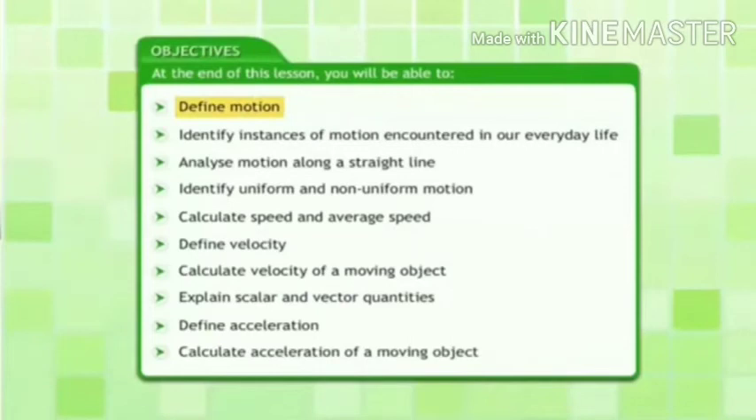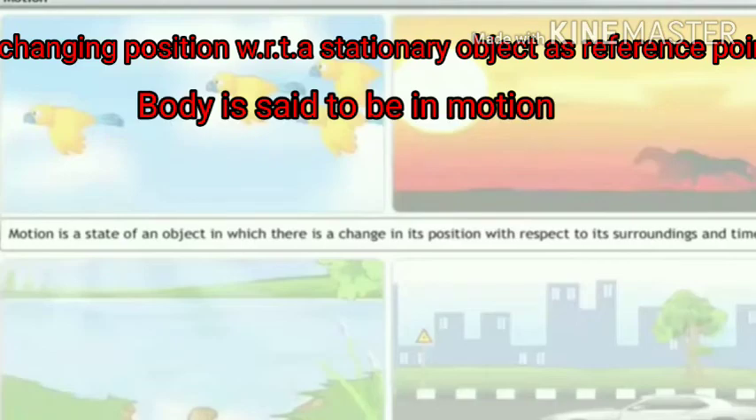Therefore, we are going to see in this lesson the motion and its characteristics. What are the characteristics in our everyday life? What is its importance? Analyze motion along a straight line. Identify uniform and non-uniform motion. Then calculate the speed and average speed. Define the velocity. Calculate the velocity of a moving object. Explain the scalar and vector quantities. Define acceleration. Calculate the acceleration of a moving object. These are the objectives of this lesson.